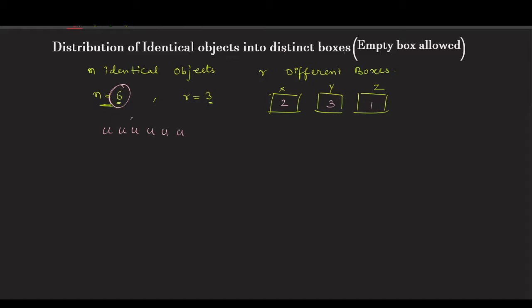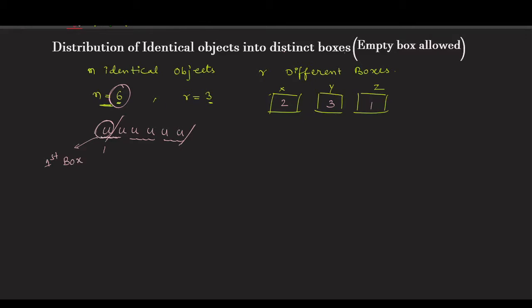For example, if I take a separation symbol here and one more separation symbol here, then you can say the first box will have 2 identical, the second box will have 2 and the third box also will have 2 identical. Instead of these, let's say I take the separation symbols somewhere else. Say here I took one separation symbol and here another. Before the first separation symbol, how many identical objects are you seeing? That will go to the first box.